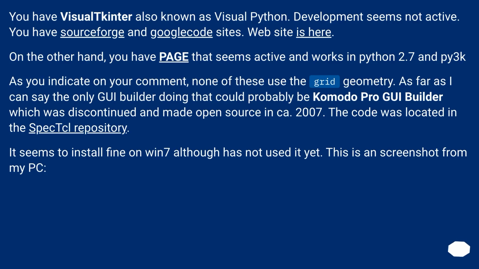You have Visual Tkinter, also known as Visual Python. Development seems not active. You have SourceForge and Google Code sites. On the other hand, you have a page that seems active and works in Python 2.7. As you indicate in your comment, none of these use the grid geometry.